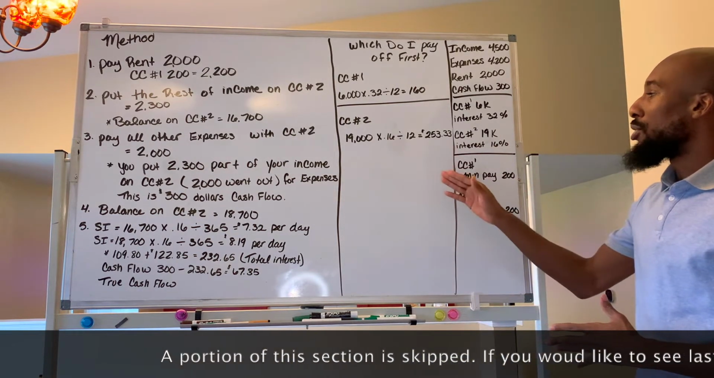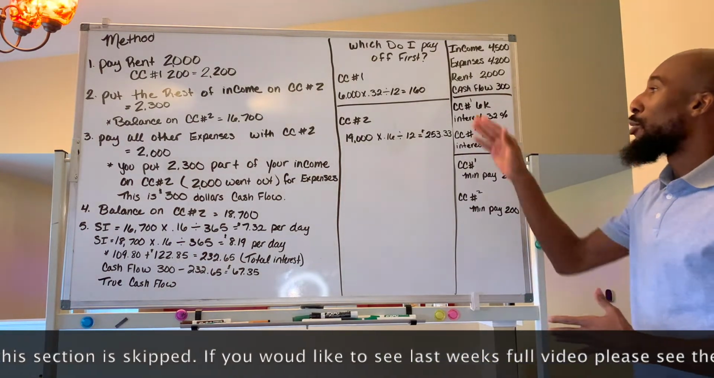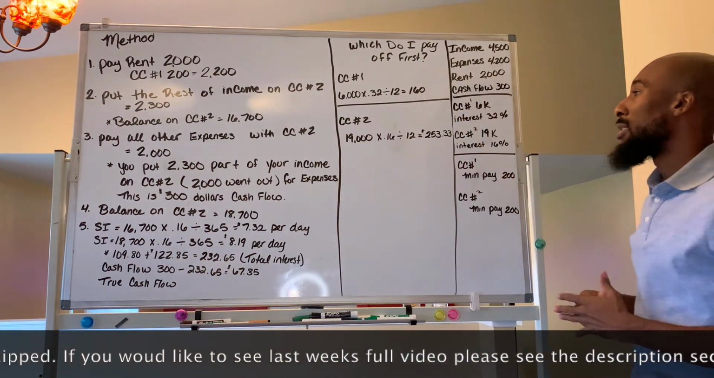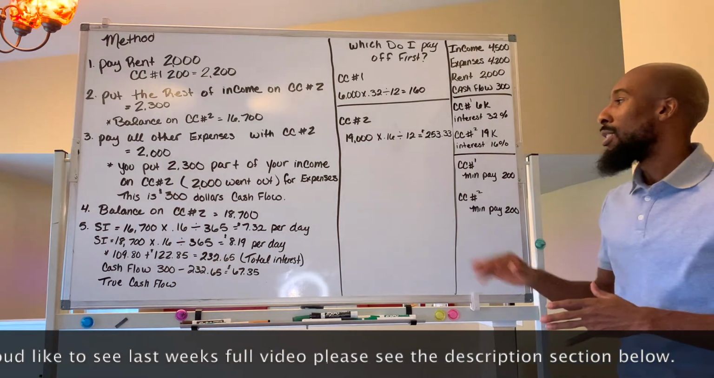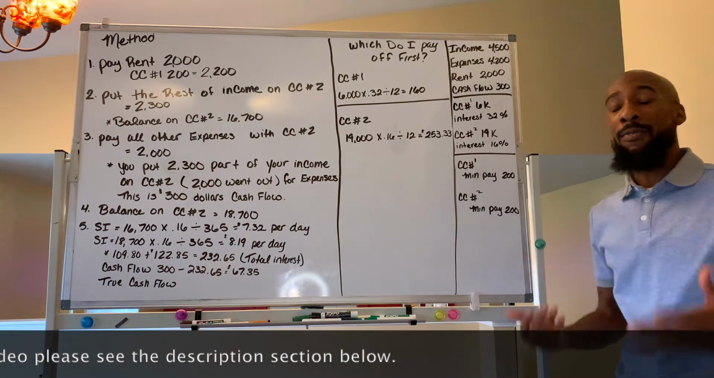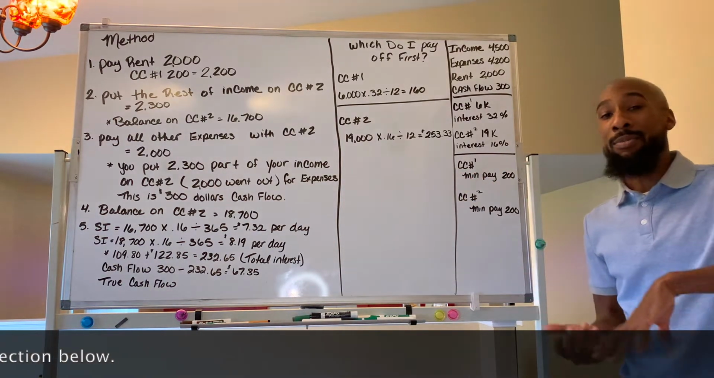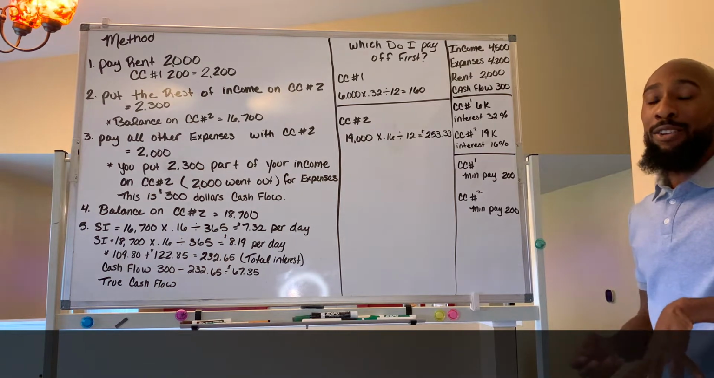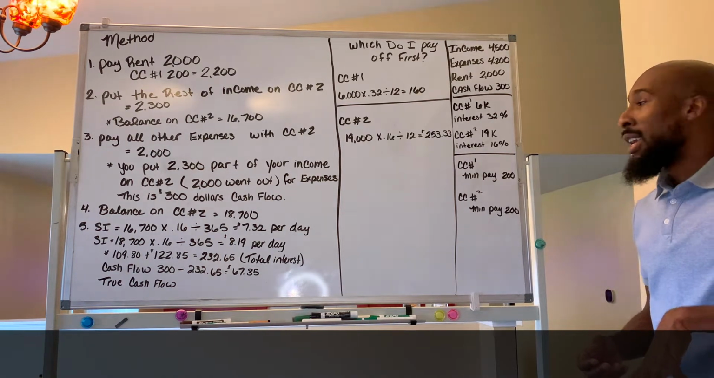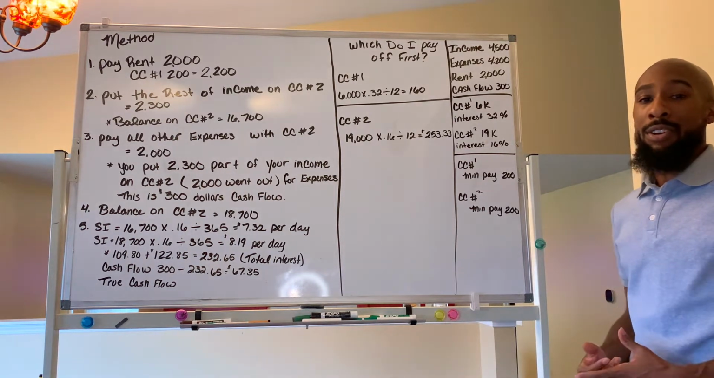So we see which credit card is charging the most interest, and that is going to be credit card number two. It is making us lose a lot more cash flow than credit card number one, because it's $160 for number one and $253.33 for number two. So we're going to want to velocity bank credit card number two by putting as much income as we can in credit card number two, and that's going to reduce the interest that is being charged.